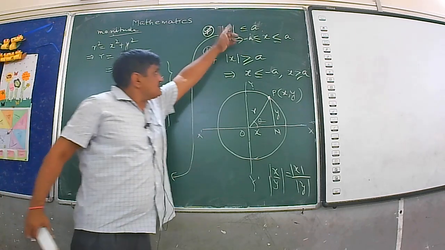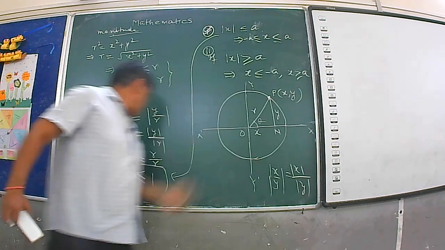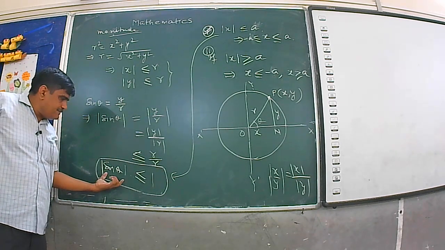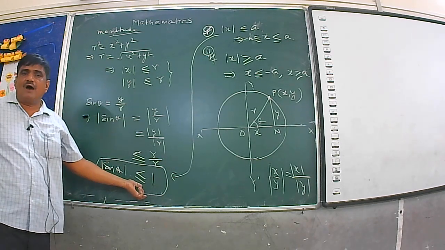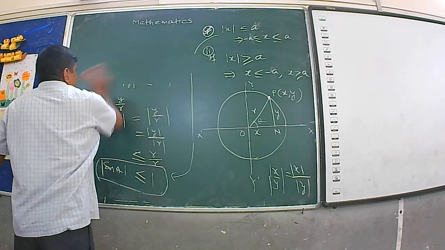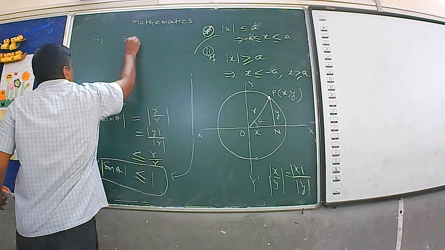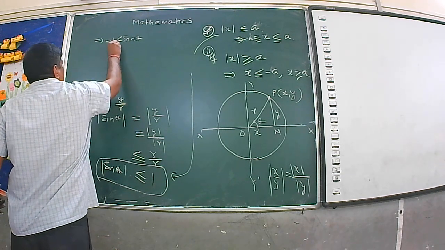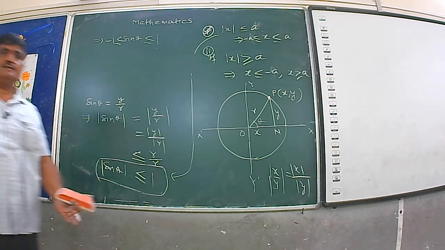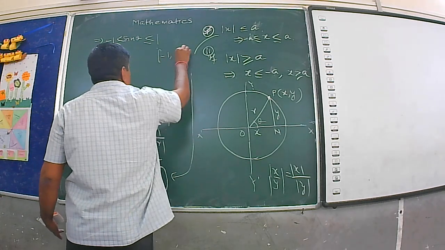Magnitude of x is less than or equal to a. Therefore, x lies between minus a to a. Same, magnitude of sin theta is less than or equal to 1. Therefore, sin theta lies between minus 1 to 1. That is, the range of sin theta will be minus 1 to 1.